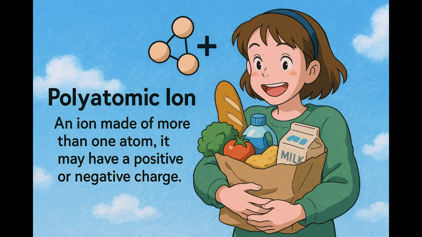Imagine trying to carry a stack of groceries with various items balanced precariously in your arms. Just like these groceries, which are a collection of different items that you must manage together, a polyatomic ion is a group of different atoms bonded together, carrying a collective charge. Just as the groceries might feel heavier or lighter depending on what's in the stack, a polyatomic ion may have a positive or negative charge depending on the balance of electrons among the atoms, all moving as a single unit.